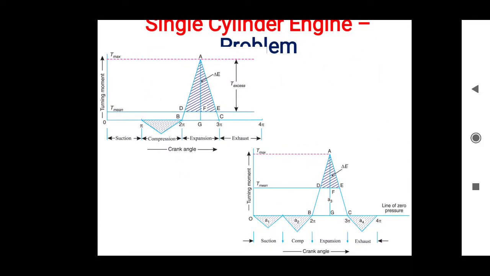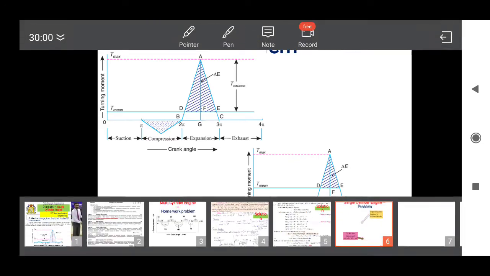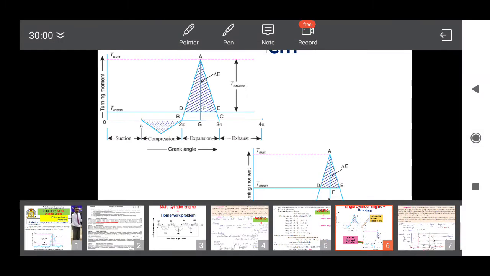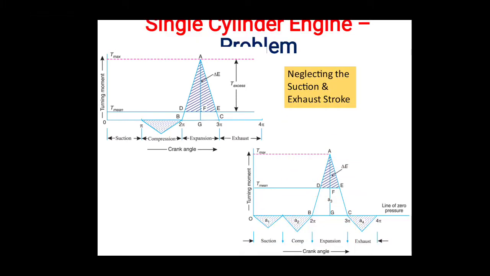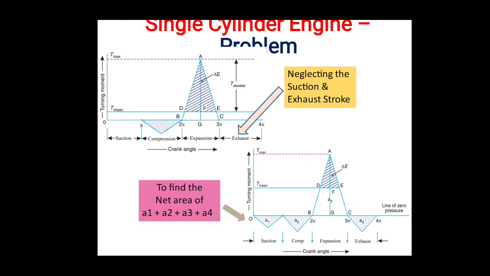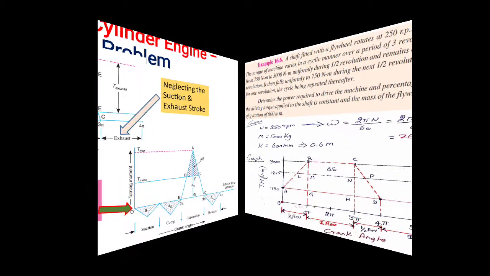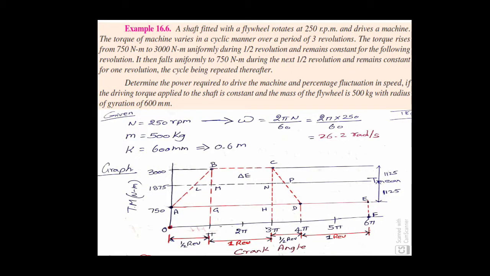Today's concept is the single cylinder engine problem. One concept is neglecting the suction and the exhaust. The second concept is to consider the entire areas A1, A2, A3, A4, that is, suction, compression, expansion, and exhaust. So these two different categories we have to see in this session.